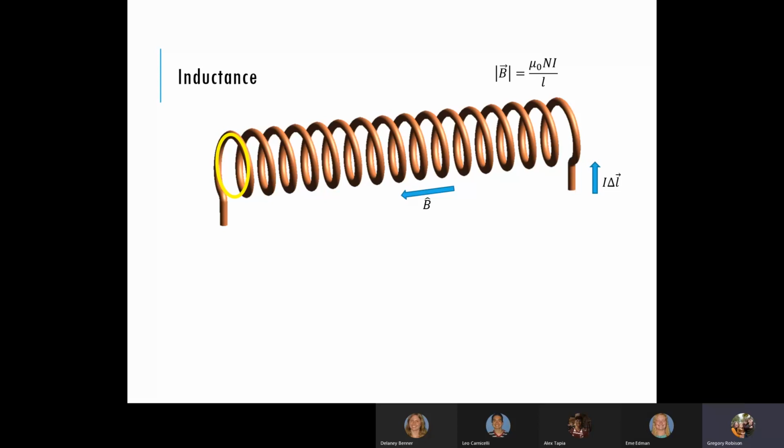And so if I want the flux through that loop, I just simply need to take the area of that loop and multiply by the external magnetic field. The external magnetic field being due to the rest of the solenoid. So if I want the flux through a single loop, we've identified cosine of 0. I just need the external field times the area of the loop. So let's substitute in this external field right here.